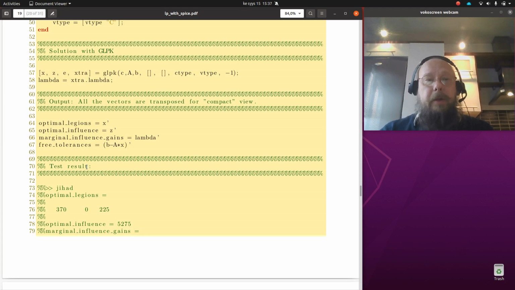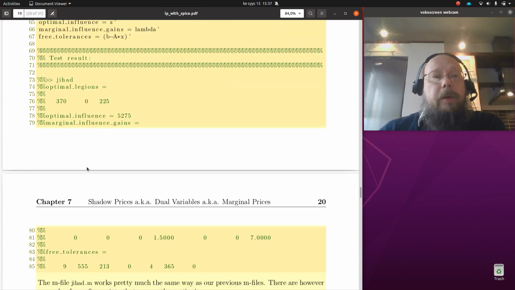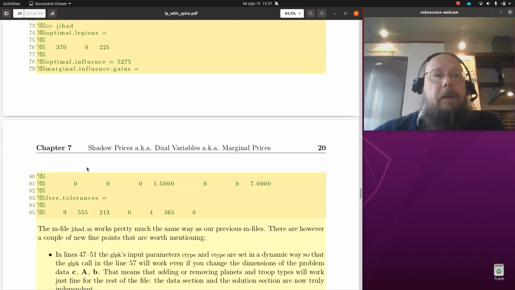So of course you should download this jihad.m yourself and check in Octave that you get it working. This is the output that you should have. So optimal legions will be 370 Fedaykin legions in the rapid deployment force. No conscripts at all. Okay, maybe a bit surprising, but that's how it is. And 225 Sardaukar legions. The optimal influence will be 5275, whatever the influence unit is.